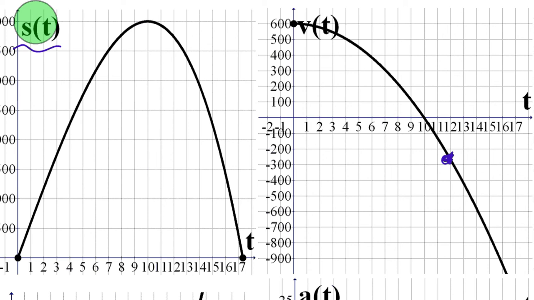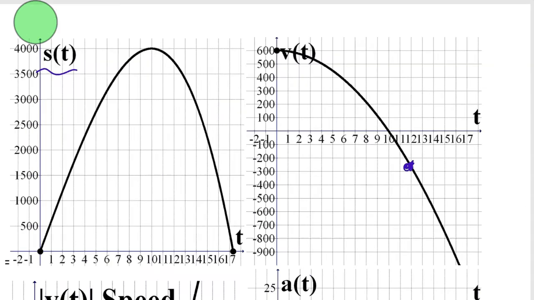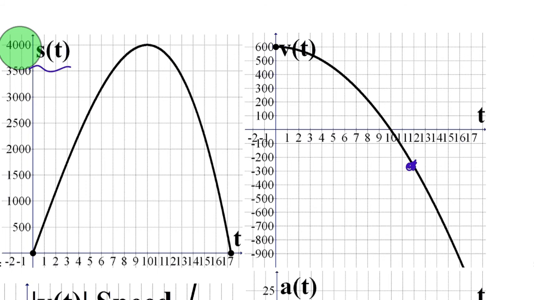But anyway, you can see right here at time t equals 10, the helicopter's reached its maximum height, and unfortunately, I don't know if I can zoom in to show you that. Let's see here. Oh yeah, there we go. It's reached its maximum height of 4,000 feet. And after t equals 10, it starts to go down again.